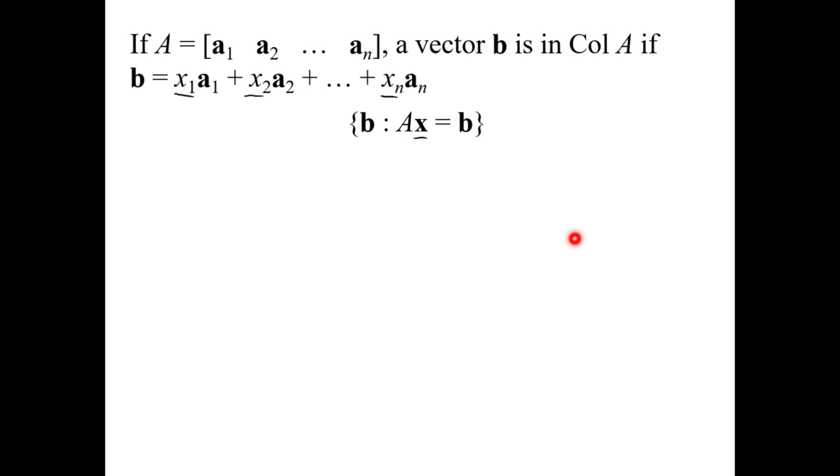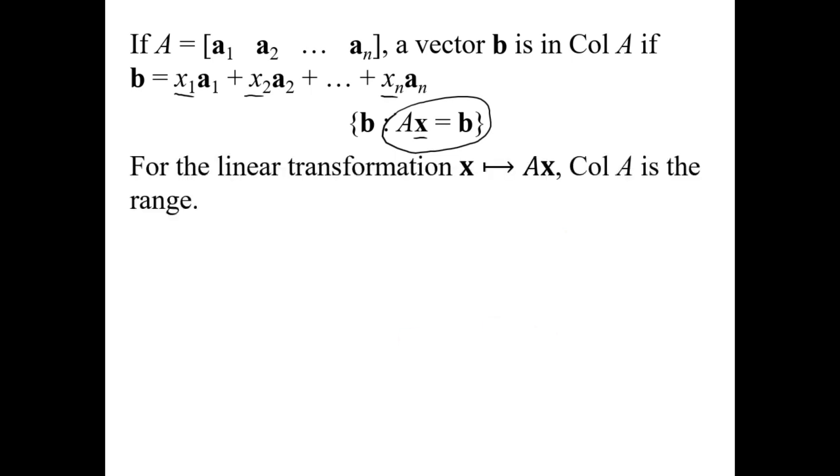Basically, if B is the output for some x. If we're looking for those weights, those x1, x2 up through xn, that's basically asking the same question. Hey, what is x? Solve for x in this equation. So basically, for the linear transformation x goes to Ax, the column space is the range. The column space is the set of all vectors B that could come out of multiplying A by any vector at all. Okay, that's the idea. Basically, the column space is the range.